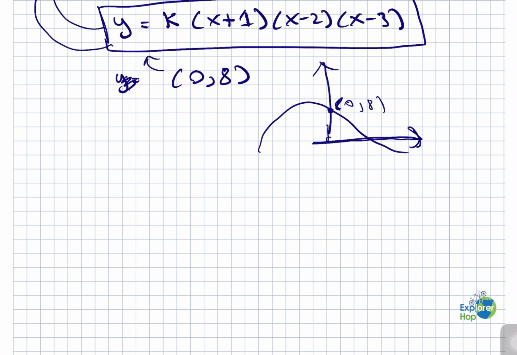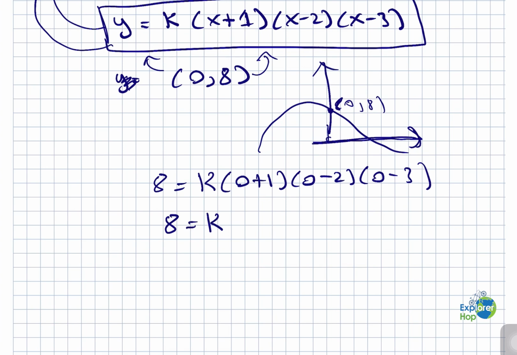Now we can move on and we can just simply plug these values back into this equation, so y is 8. 8 is equal to k times (0 plus 1)(0 minus 2)(0 minus 3). Now that we have this, we can just further simplify. This would give us 8 is equal to k times 1 times minus 2 times minus 3, which is positive 6. Positive 6 times 1 is just 6. So that would be k times 6.